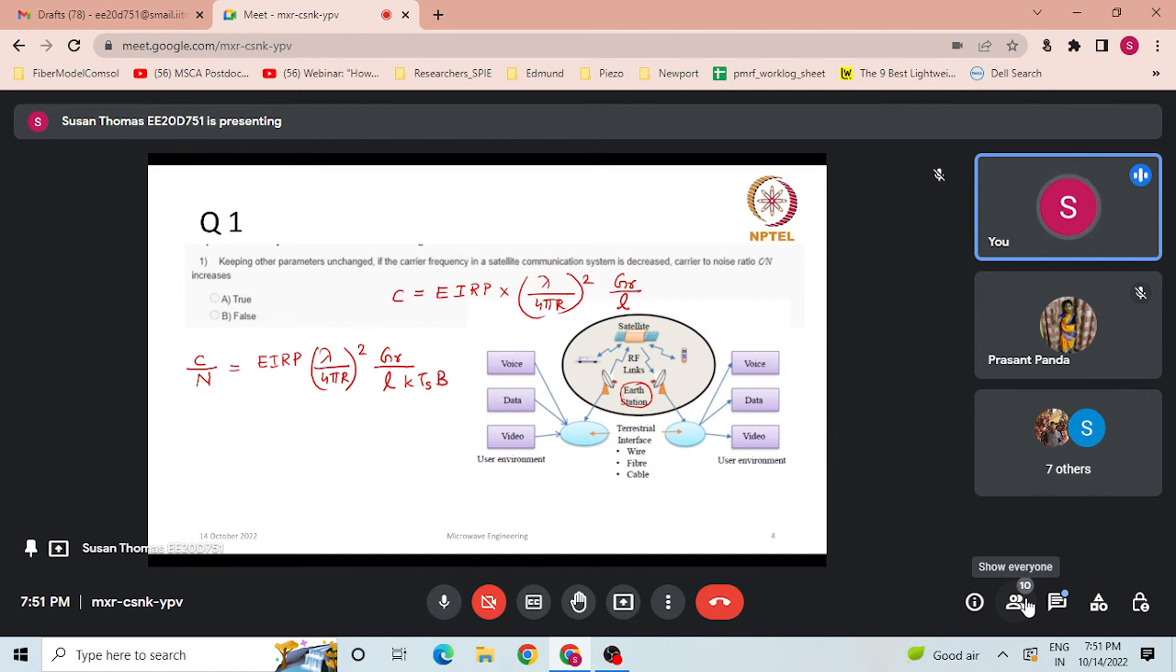So the question here is, keeping other parameters unchanged, if the carrier frequency in a satellite communication system is decreased, will the carrier to noise ratio increase? So if the carrier frequency decreases, lambda will increase. So if lambda increases, C by N will increase. So this is a true statement. The question is about the carrier to noise ratio. So if you know the equation for carrier to noise ratio and what parameters it depends on, it is easy to work out.